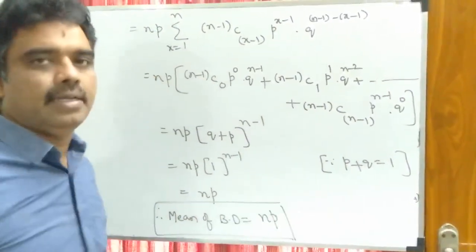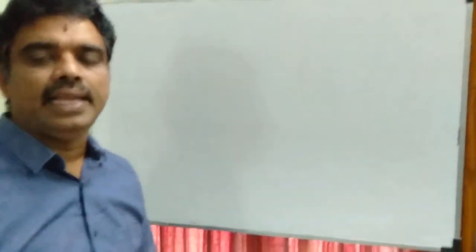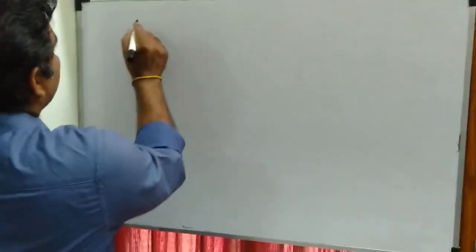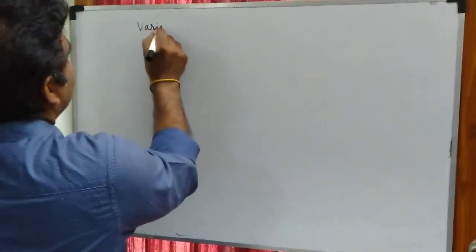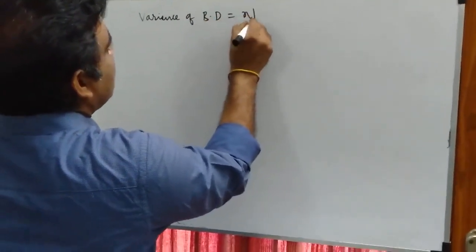That is the first result. So next is the variance of the binomial distribution. I would like to show that the variance of the binomial distribution is equal to npq.